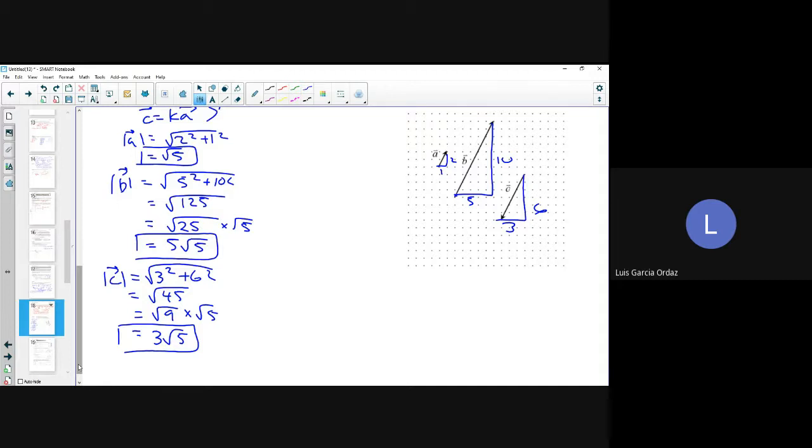Okay, so I can rewrite this as vector B is equal to 5 times vector A, and vector C, because it's in the opposite direction, is negative 3 times vector A. So now for B, I want to express each one. So I want to express A, B, and C in terms of a unit vector.